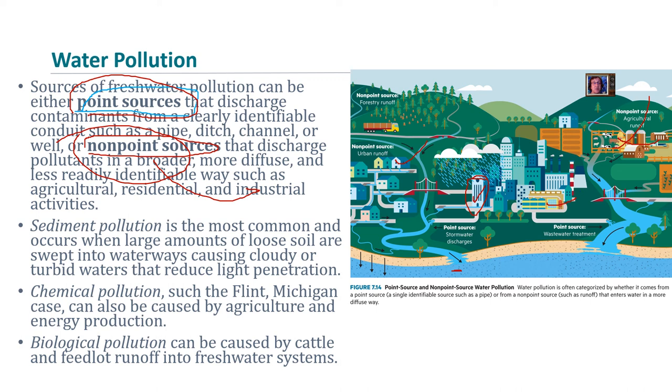So pollutants can be sediment, that means soil or dust. It can be chemicals, like your book says in the case of Flint, Michigan, that was lead that came out of old piping. Or it could be biological, like bacteria, poop, and even foreign organisms, invasive species.